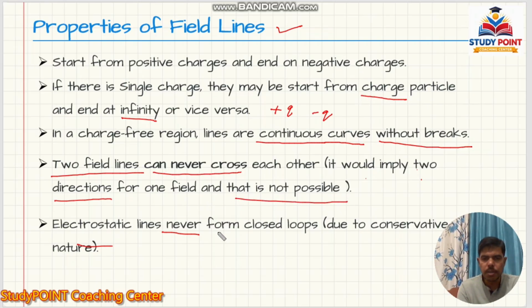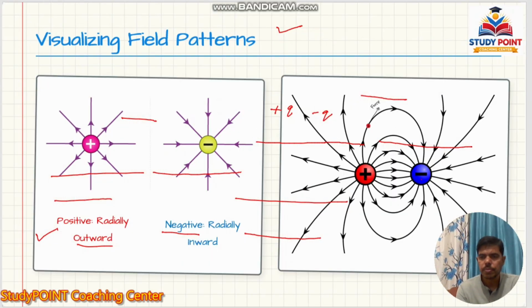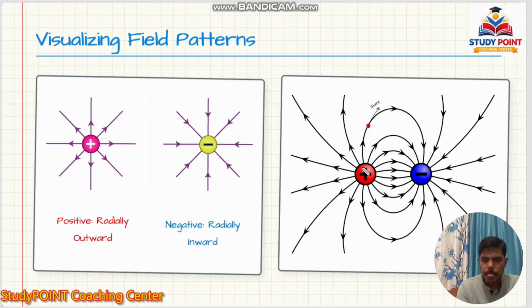Electrostatic lines never form closed loops. Electric field lines never form a closed loop. This is also an important property, because you can see here this field line arises from positive charge to negative charge. But below this, here also, this field line also starts from positive charge to negative charge.